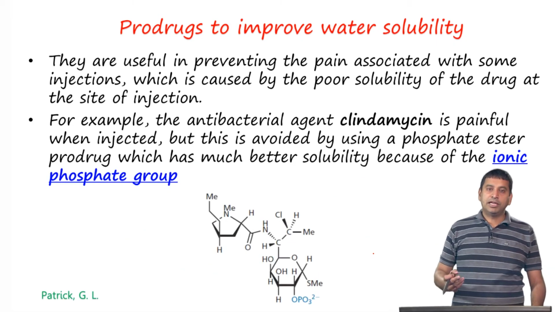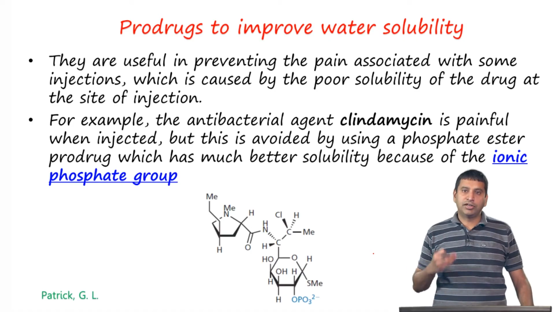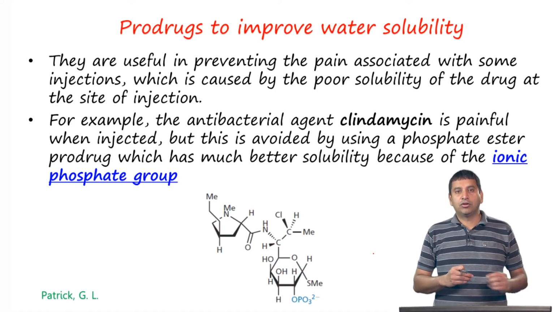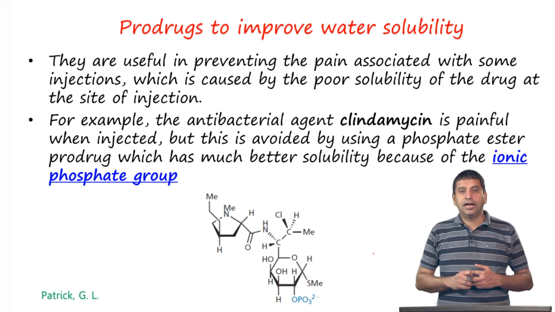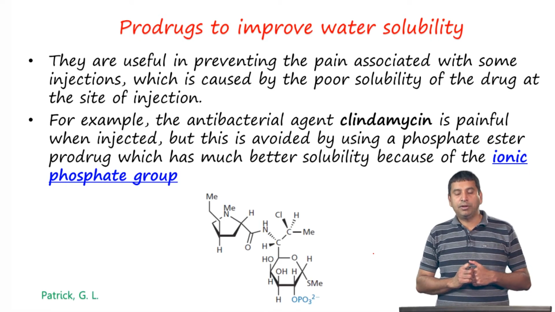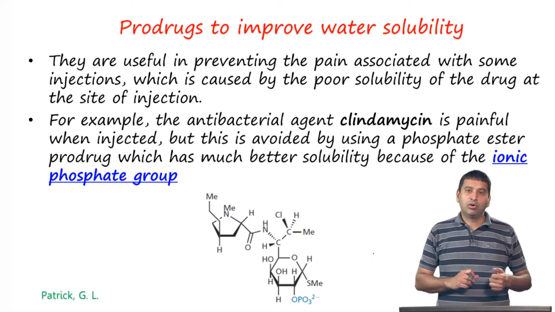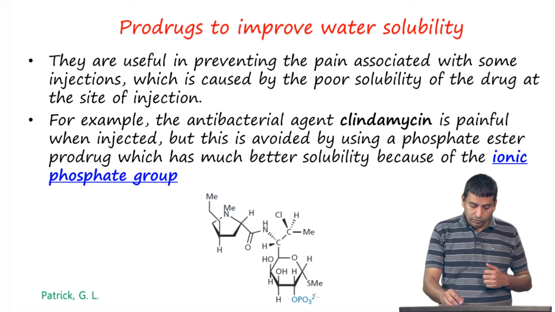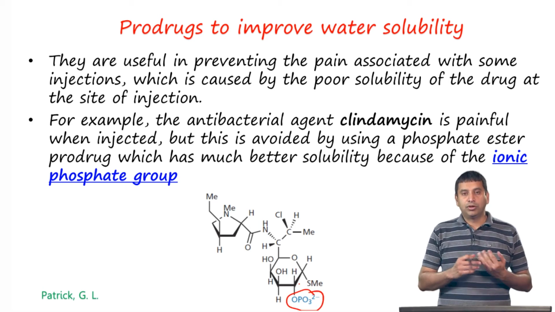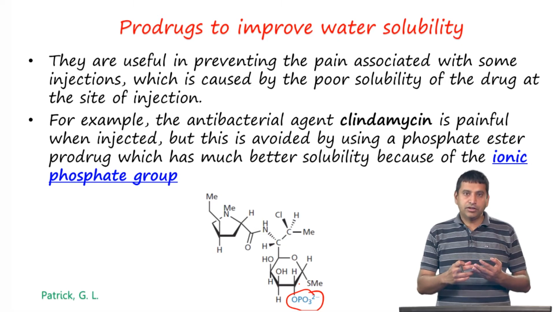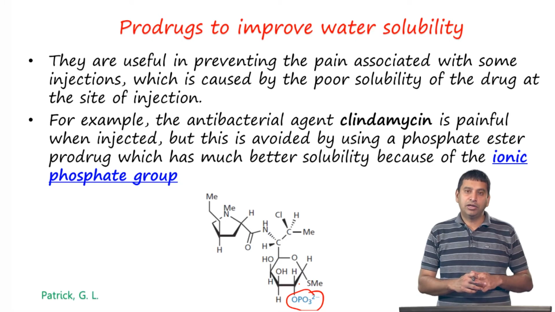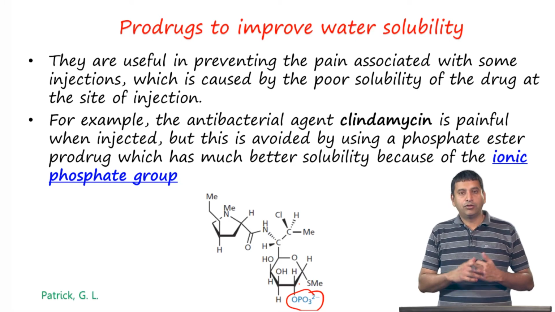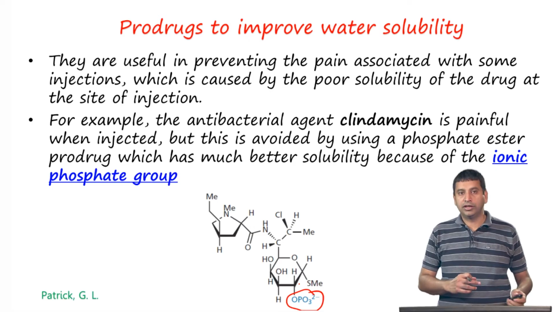Also, sometimes molecules given at the injection site can cause some pain because of poor solubility, and we also mentioned that it can precipitate. For example, in this molecule called clindamycin, the drug is very painful when it is injected. In order to avoid this, it has been converted to a phosphate ester. Because it has a phosphate ester, it becomes quite ionic and water soluble, and so when it is injected, it goes into the bloodstream without any precipitation. Because of the better solubility, this is much better tolerated when it is injected.